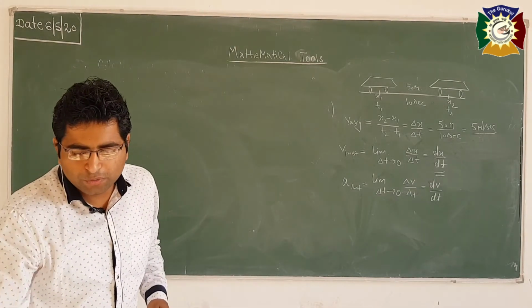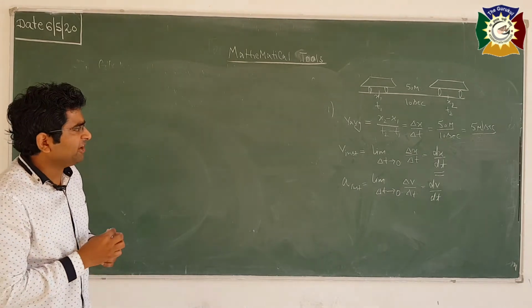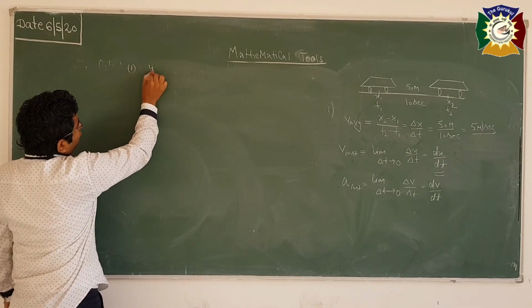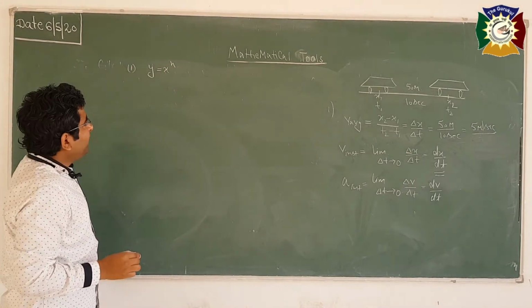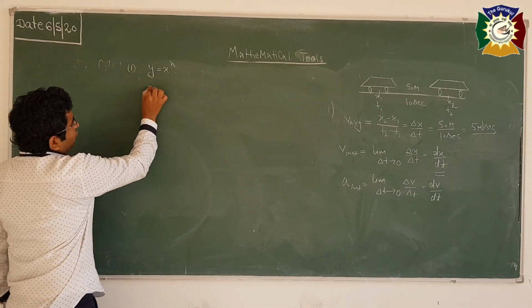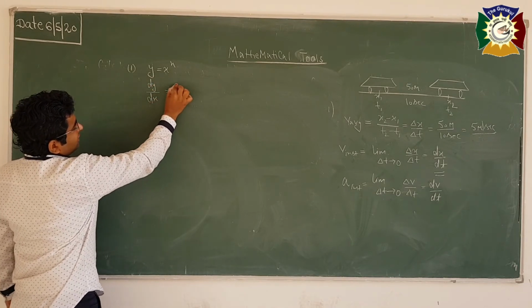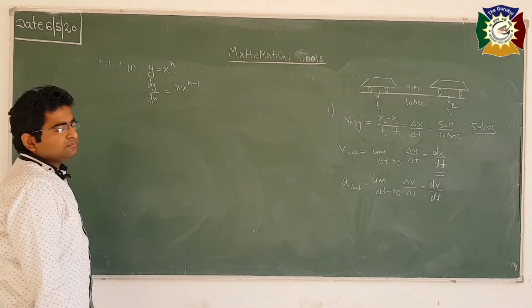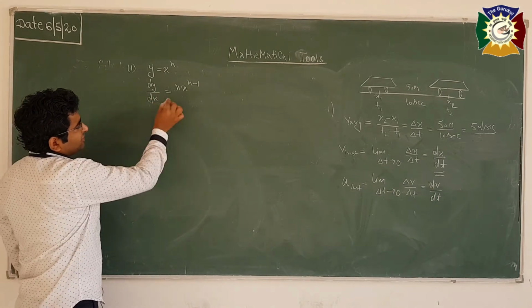Okay, students, now some important formulas of differentiation I will discuss here. First, if y is equal to x to the power n, then you have to calculate the derivative of y with respect to x, and the formula is n x to the power n minus 1. Okay, now dy upon dx you have calculated it.